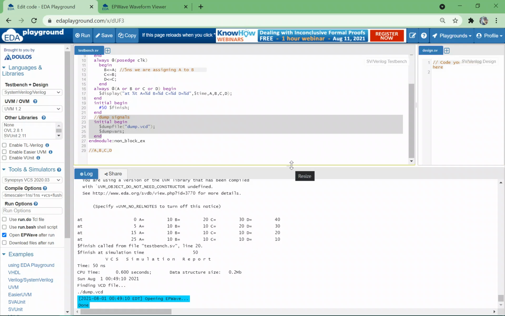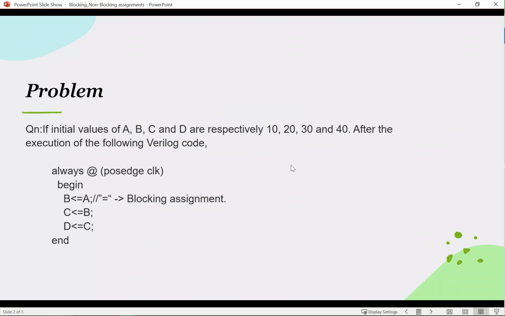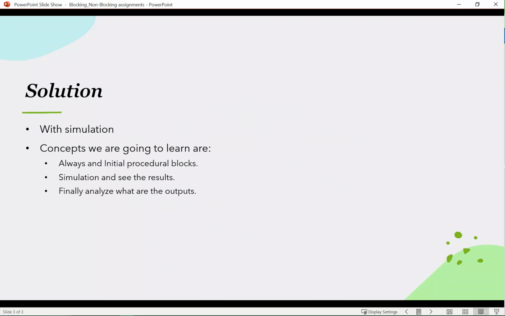The main intention here is for you to understand exactly what the theoretical learning is, and at the same time learn it in real simulations. In the simulation we have seen, the concepts we learned are always an initial procedural block. These are two separate topics actually. I would be explaining them in further trainings. And please let me know if you need any particular topic in Verilog. We had seen the simulation and the results. Finally, analyze what the outputs are, right?